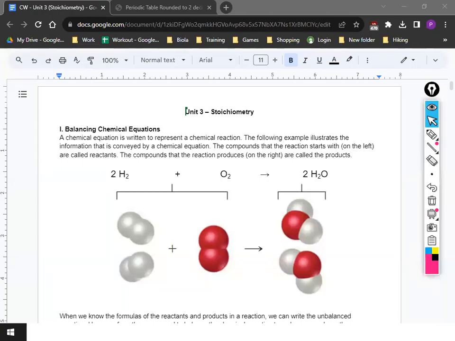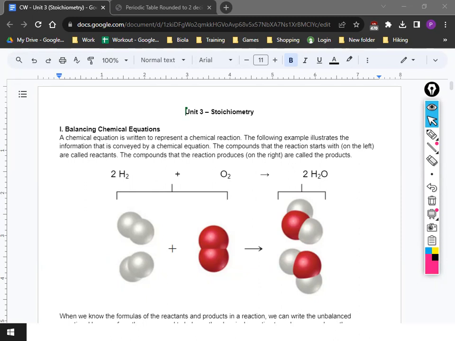Alrighty, guys. Let's start Unit 3, stoichiometry. We're going to start from the very beginning. First thing we need to know for stoich is balancing, okay? So I'm going to go through what balancing is real quick, and then I'll teach you my way of doing it. But if you have your way of doing it, do it your way, whatever works, okay?